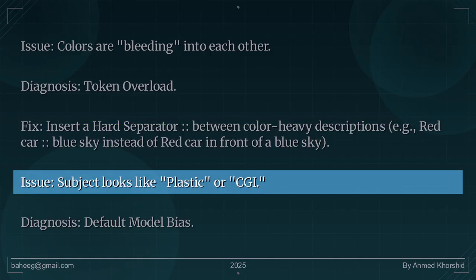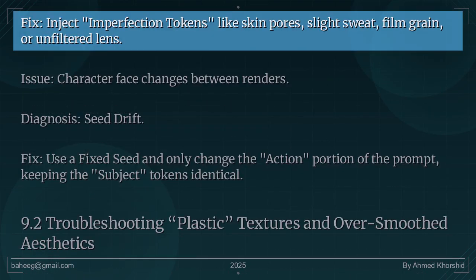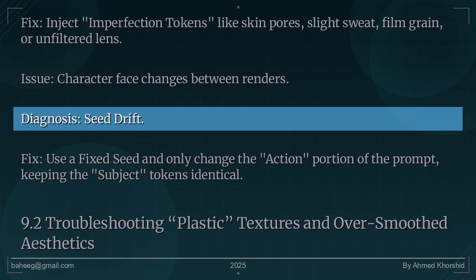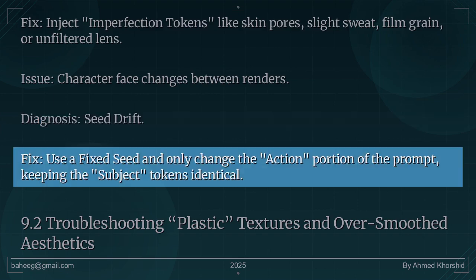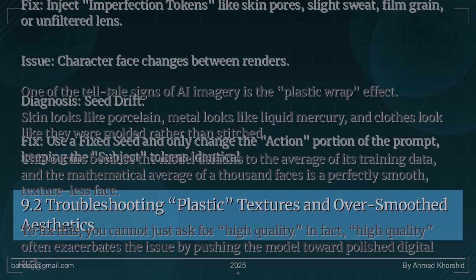Issue: subject looks like plastic or CGI. Diagnosis: default model bias. Fix: inject imperfection tokens like skin pores, slight sweat, film grain, or unfiltered lens. Issue: character face changes between renders. Diagnosis: seed drift. Fix: use a fixed seed and only change the action portion of the prompt, keeping the subject tokens identical.